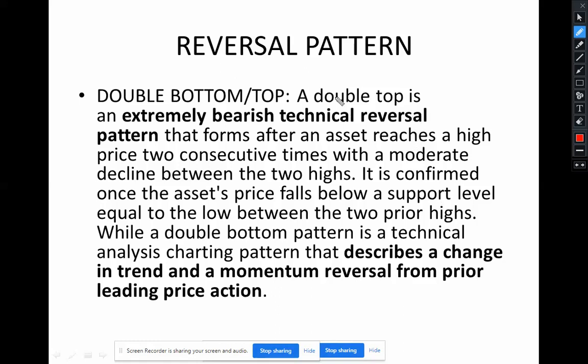Okay, so when a double top is formed, what are we seeing? The double top is an extremely bearish technical reversal pattern that forms after an asset reaches a high price two consecutive times with a moderate decline between the two highs. The market first approached the highs and reversed, approached a second time and reversed again, and by the time the market reversed again to the upside, it had already created a support level here.